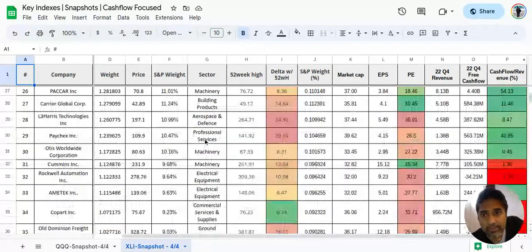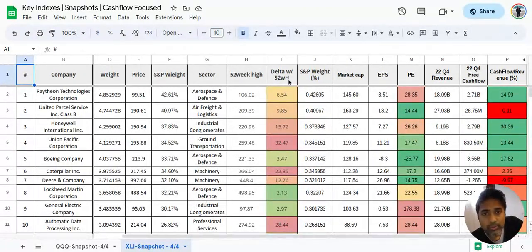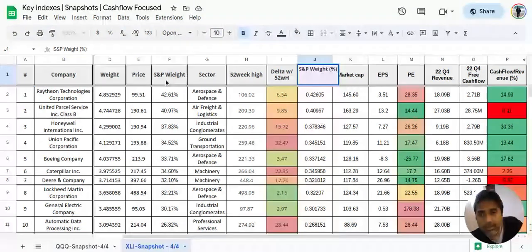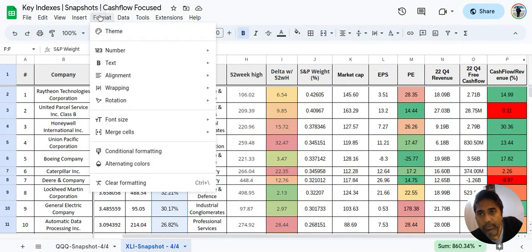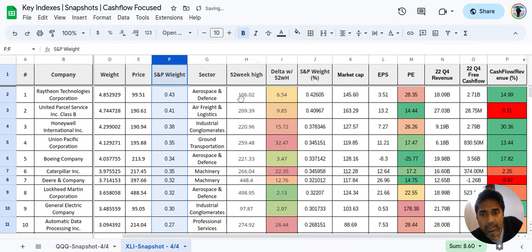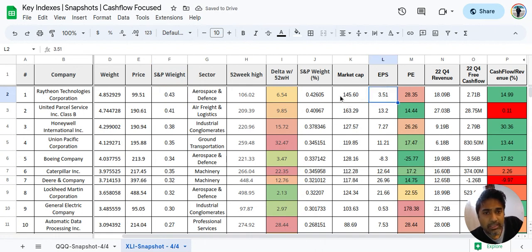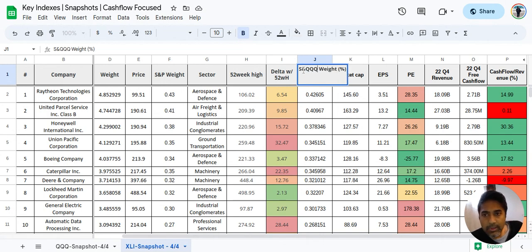I think this is the S&P weight and this should be the QQQ weight, I believe. Yeah, I think this is the S&P weight and this is the QQQ weight. Is that correct? No, I think I probably messed up somewhere in the formula. Let's see what formula I used here. Yeah, I did not use the right formula, so I'll delete that.